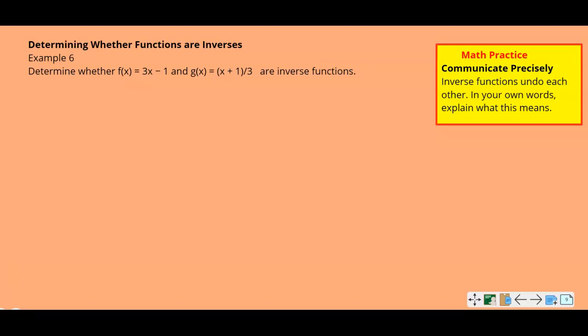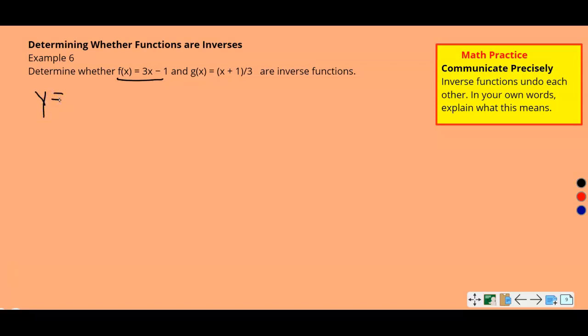Example 6, determining whether functions are inverses. Determine whether f of x equals 3x minus 1 and g of x equals the quantity of x plus 1 divided by 3 are inverse functions. There are two ways to do this, and both are pretty easy. Let's start with taking one function, finding the inverse, and seeing if that's what the other function is. To me, that's the easiest way.